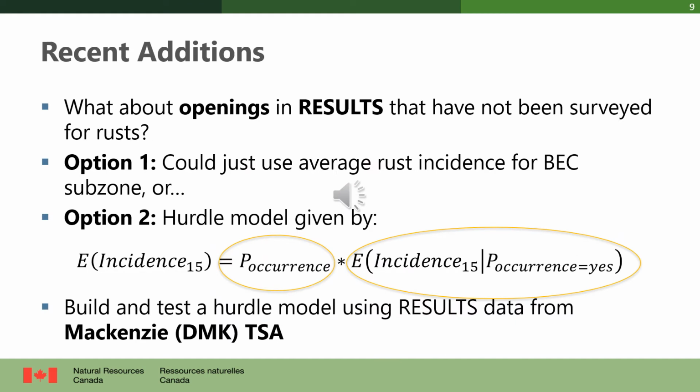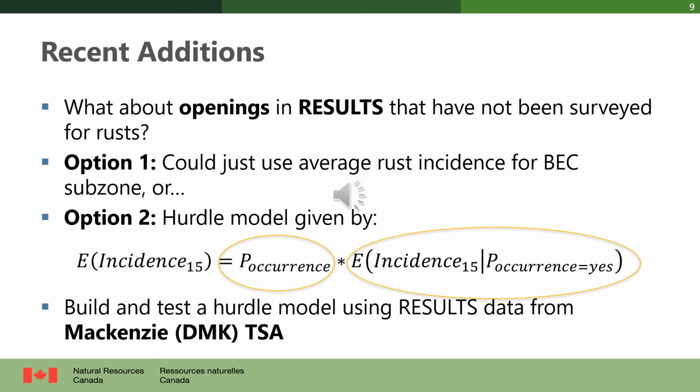So with this adjustment method in place, we can now turn our attention to openings in the results database that had not been surveyed for rusts. So the goal for these openings was to estimate rust incidence level at age 15. One option would be to simply calculate the average rust incidence by Beck subzone using openings where rust were recorded.